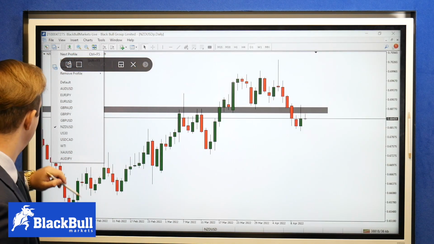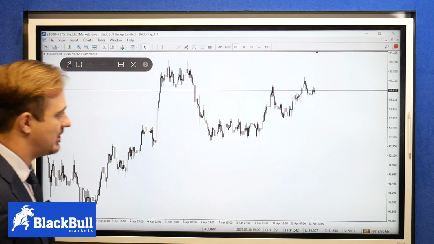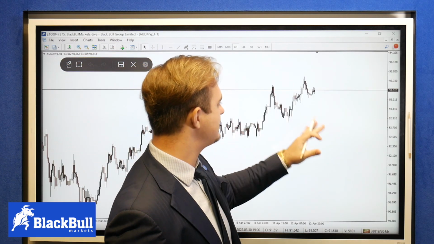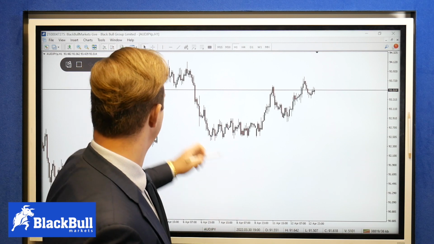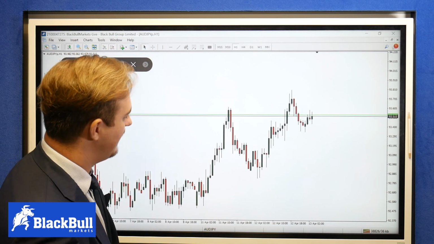The other pair I want to look at is Aussie JPY. We're seeing a very similar structure play out here, a nice beautiful zone re-entry. This is the hourly time frame on AUDJPY.